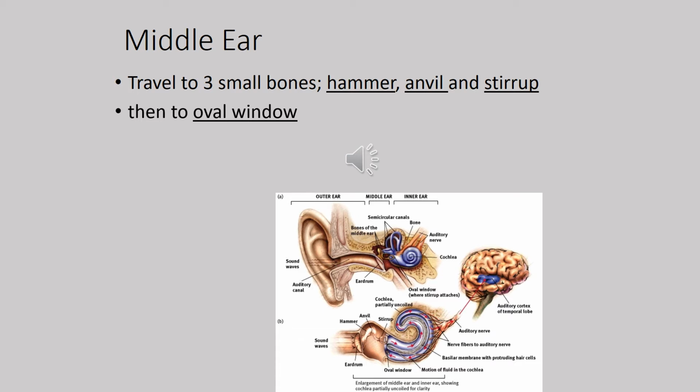Once those sound waves travel through the tympanic membrane, they enter the middle ear. The middle ear consists of three small tiny bones called the hammer, the anvil, and the stirrup. So the sound waves will travel through the hammer, the anvil, and the stirrup, and then vibrate off the second window, or second membrane, called the oval window, which divides the middle and the inner ear.